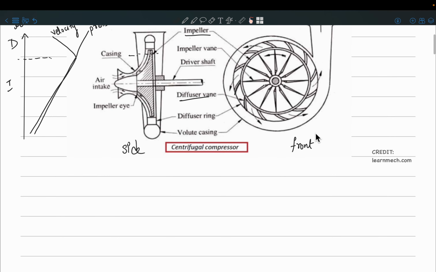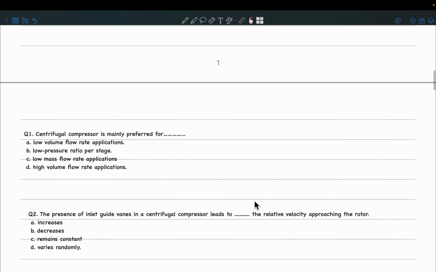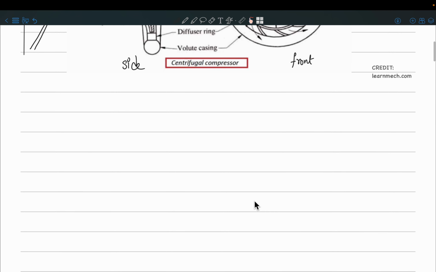Now you must have also seen in the lectures that the design of these impeller blades is very important. So whether they are radial or forward lean or backward lean, we'll discuss that in one of the coming questions. Yeah, okay, before we go on to the questions, I just want to summarize the entire process.